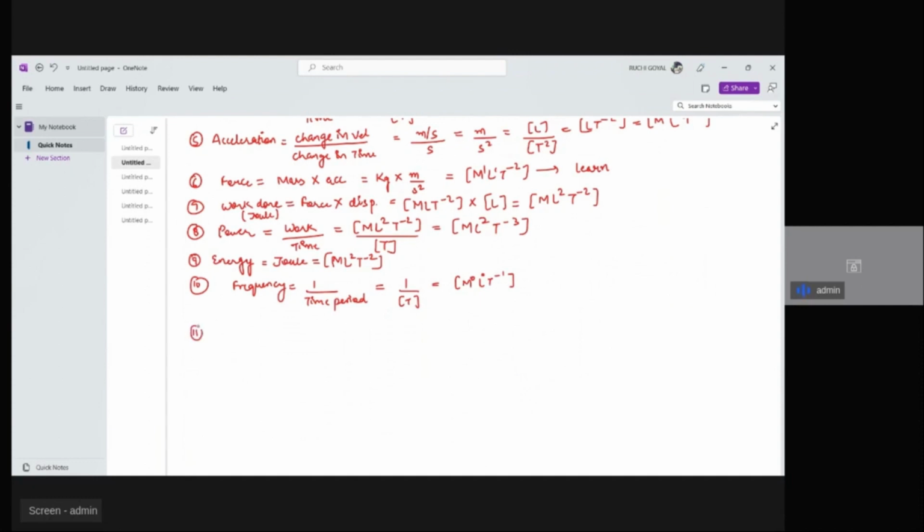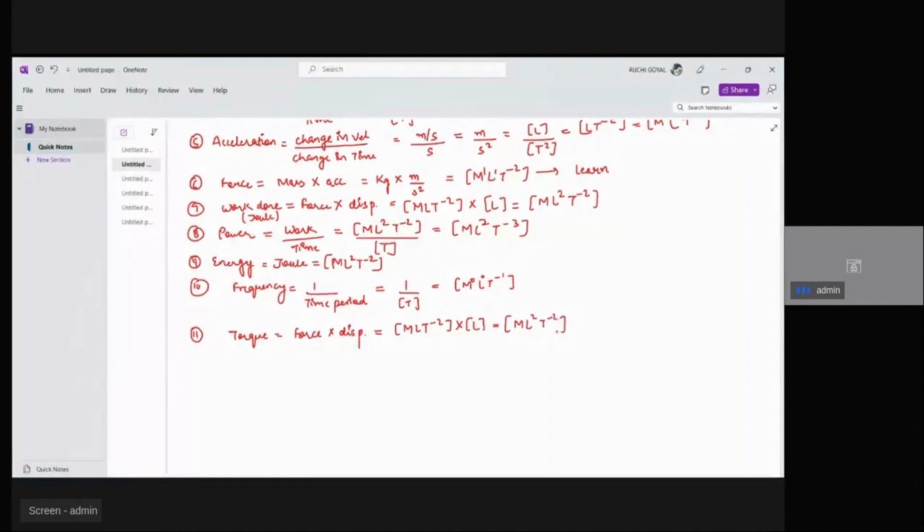We can find many quantities like torque. What is the formula of torque? Force into displacement, right? So force has dimensions M1 L1 T minus 2 and displacement is L. So torque will be M L, 1 plus 1 is 2, and T minus 2, right? So similarly, we can find many of the quantities.